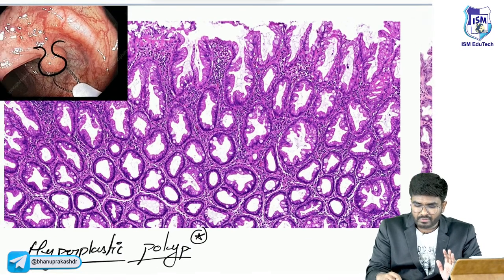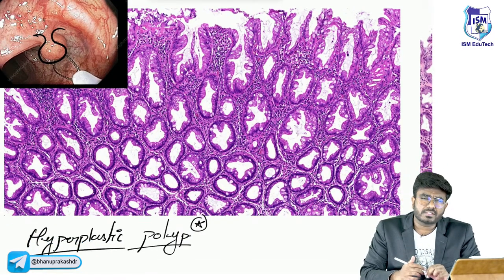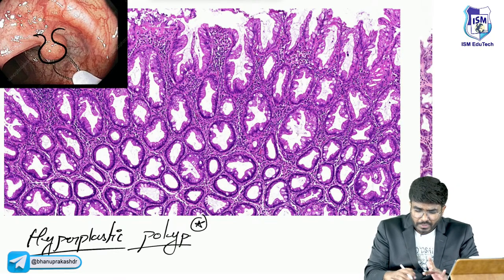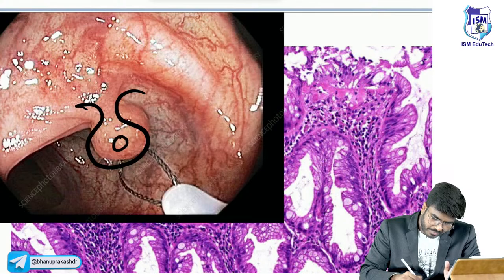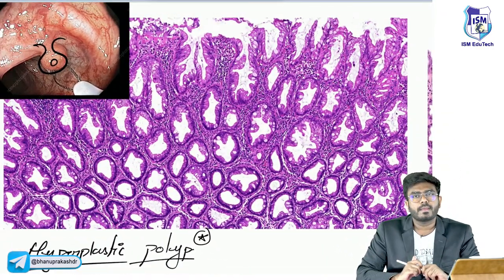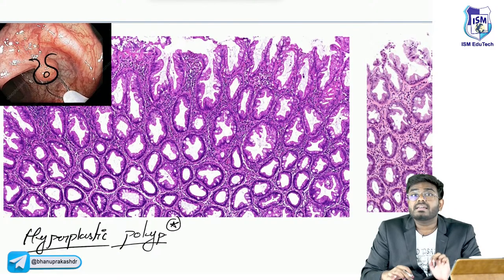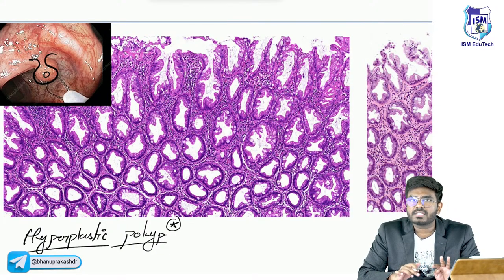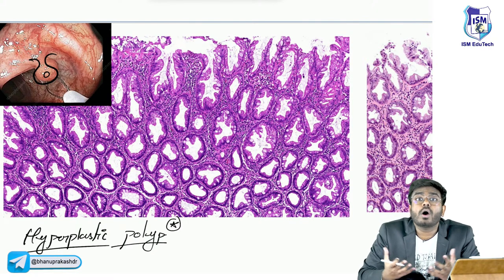And you have done, for example, a colonoscopy. You have seen a polyp. So, this is a polyp. Now you have taken a biopsy, and this is how the biopsy looks. Now, sir, what is this polyp? Is it an example of a neoplastic polyp, non-neoplastic polyp, hamartomatous polyp, inflammatory polyp, or is it a hyperplastic polyp? How to know?